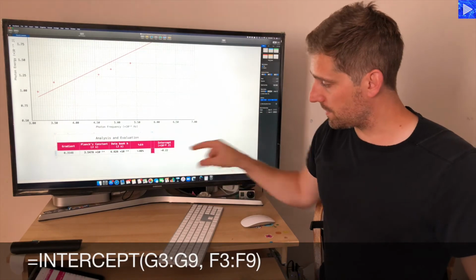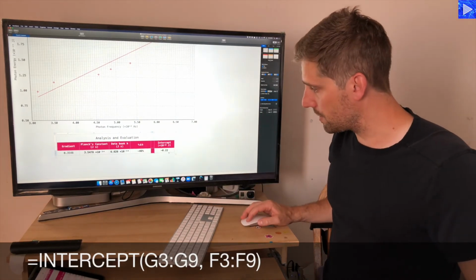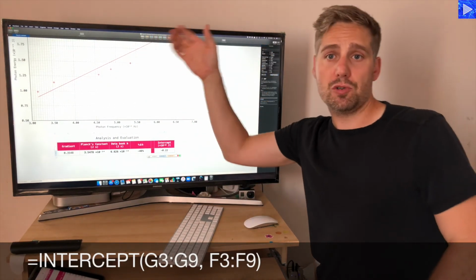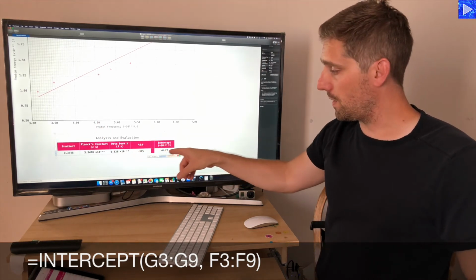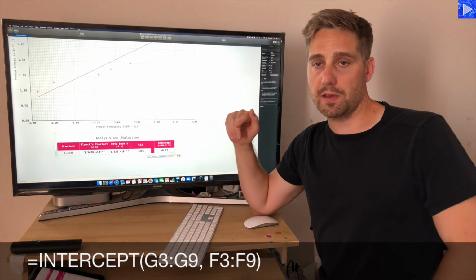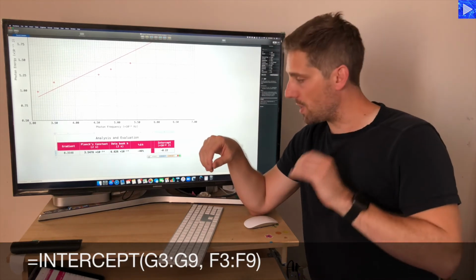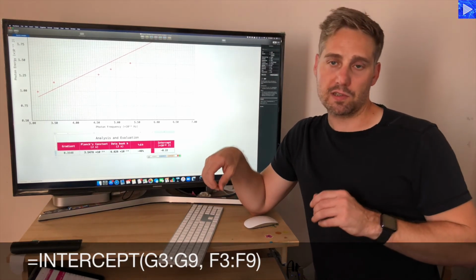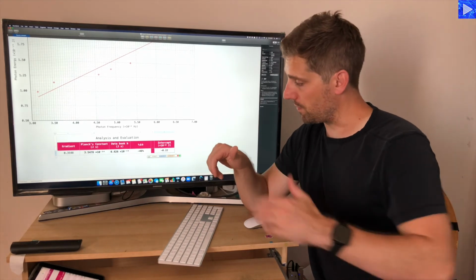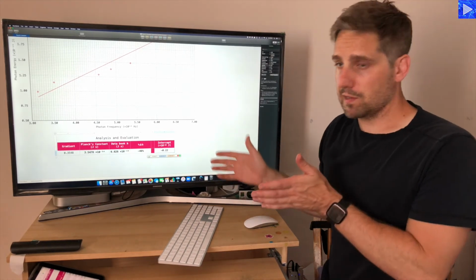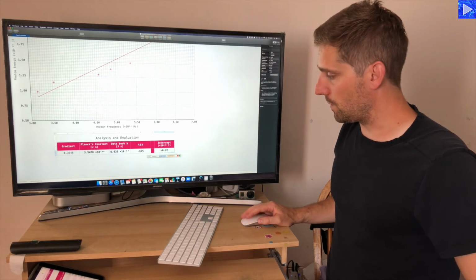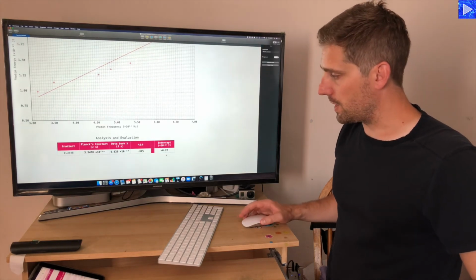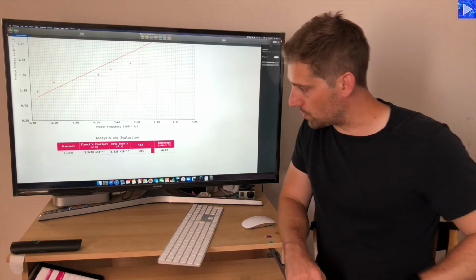I've also added the intercept here using the Intercept Formula. For this data, it should go through the origin, but you can see that our data is not going through the origin, it's going through the y-axis at minus 0.22 times 10 to the minus 19 joules, so there is a bit of an offset there. Sometimes that can help you understand where you might have gone wrong. In this case, I'm not really going to analyse that, but I include that in my analysis and evaluation tables.